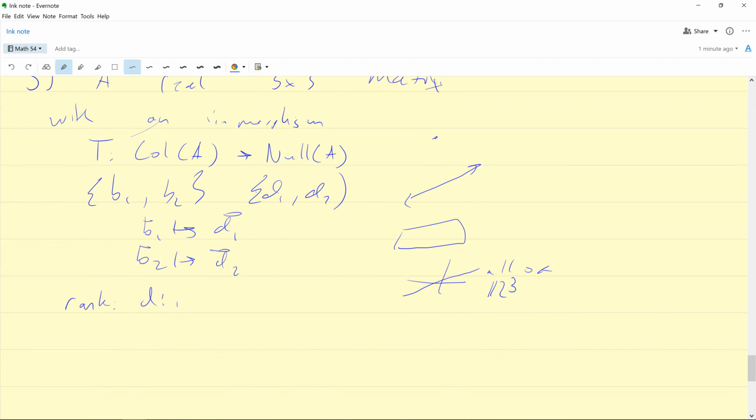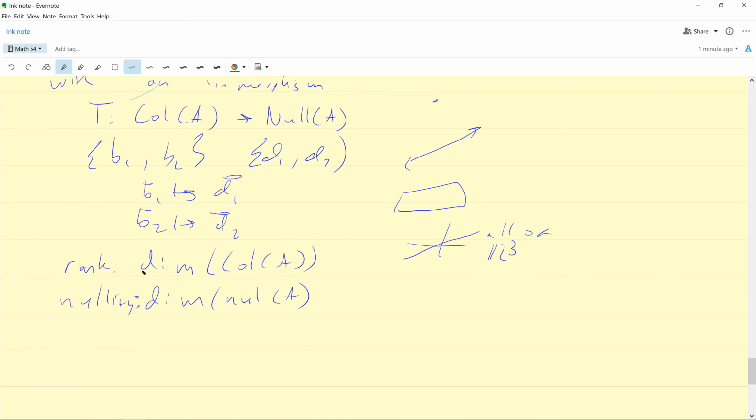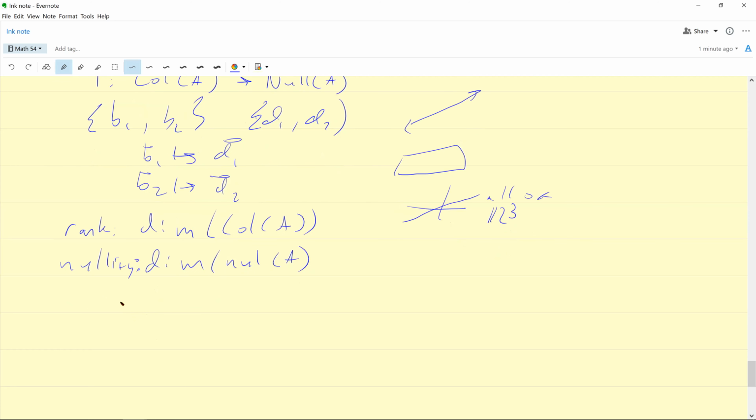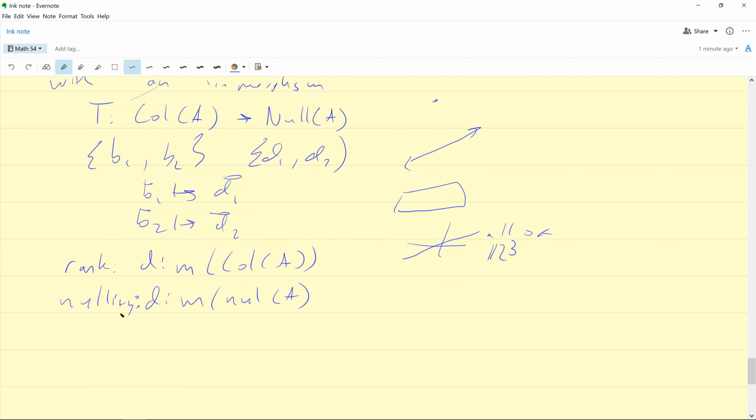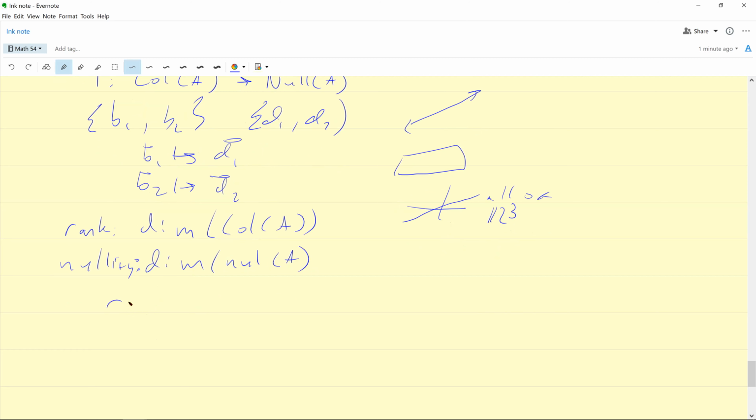The rank is defined as the dimension of the column space of A, plus the nullity, the dimension of the null space of A. So what does rank nullity tell us? Those would have to add up to 3 in this case. Yeah, so this is equal to 3. And if we're using this equation, is this ever going to be an isomorphism between col A and null A?